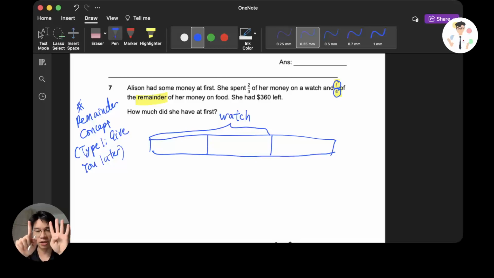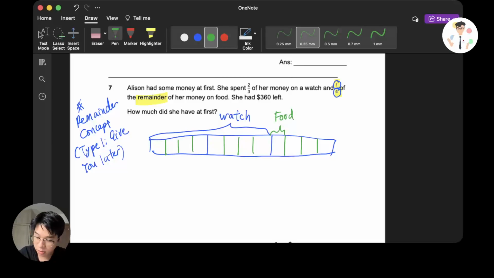We're looking for LCM. So what's the LCM of 1 and 4? 4, right? So I'm supposed to cut this into 4. And now of this 4, I know that this one is supposed to be food. Very good. Then this 3 is what I left. And of course I know my leftover is 360. So immediately you can do what? 3 units is 360 and 1 unit is equal to 120.